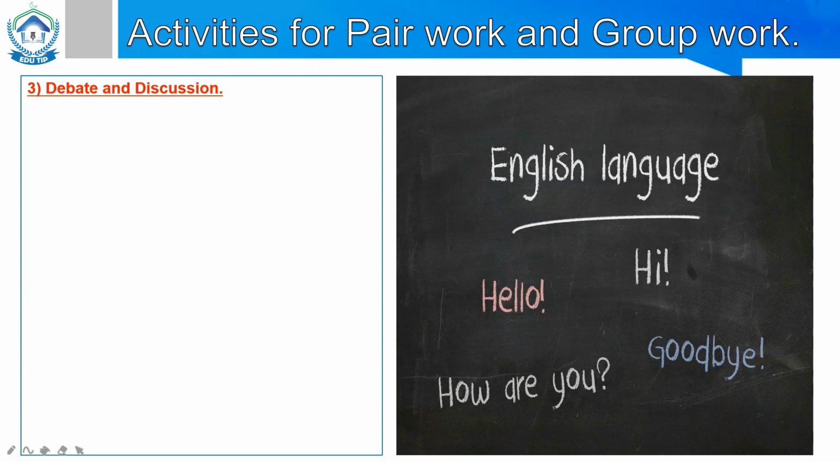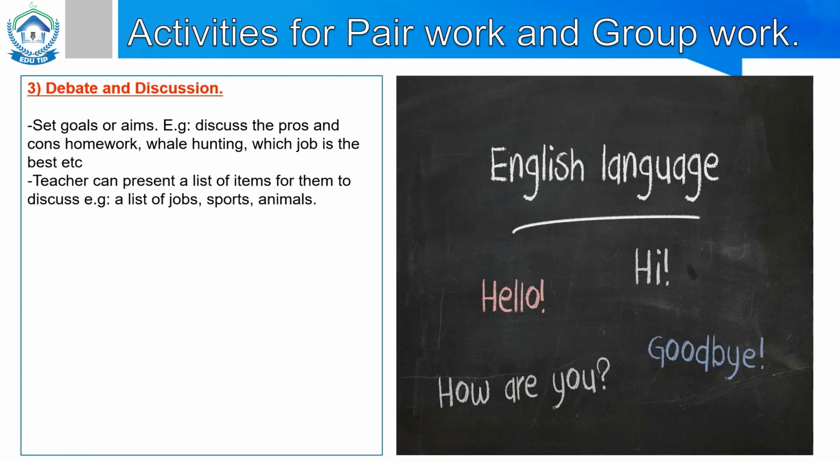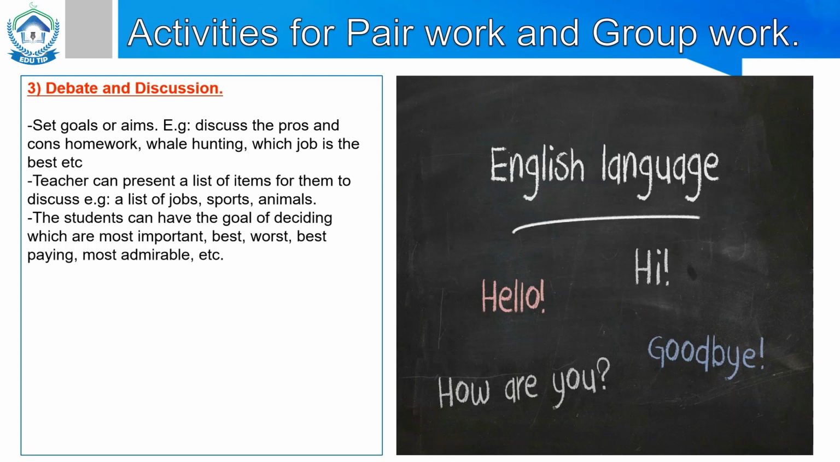Finally, there's the classic debate and discussion activity. This is where there's a topic and the teacher sets some goals or aims. For example, you can discuss the pros and cons of homework, the pros and cons of hunting, or you can talk about which job is the best, which colour is the best, which animal is the best. The teacher can present them a list of items and they can discuss them like jobs or sports. The students can have the goal of deciding which is the most important, which is the one they would like to do the most, which is the best paying, and so on.